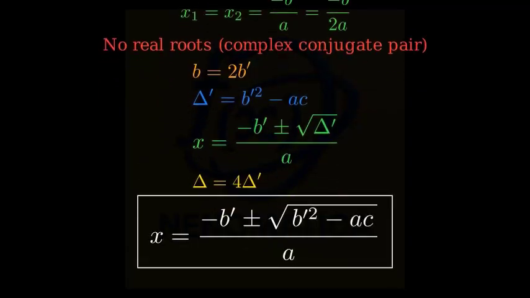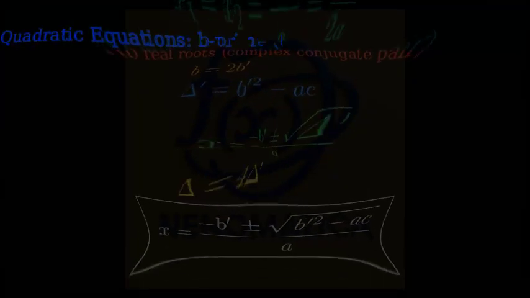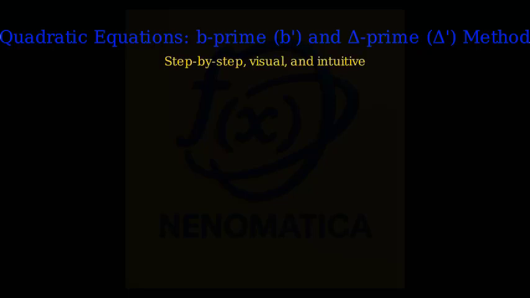Alternative quadratic formula. In this lesson, we will solve two quadratic equations using the b prime and delta prime method. We will follow the exact sequence of steps: find b prime, compute delta prime, then apply the formula for the roots. Example. Our first equation is x squared plus 4x plus 3 equals 0. We will compute b prime, then delta prime, and finally the roots.